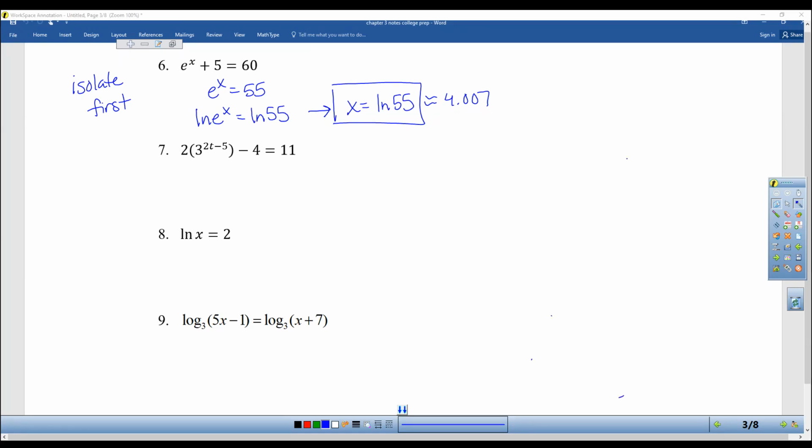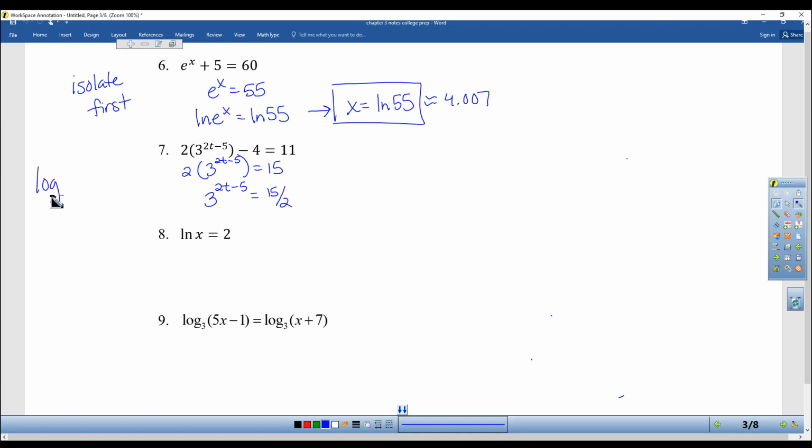On number 7, every once in a while a kid has trouble finding what it is we're trying to isolate. But it is this piece right here, this 3 to the 2t minus 5. That's my exponential part. So let's get that all by itself. I'm going to add 4. Make sure you keep your notation here. And then I'm going to divide by 2. And now I need to undo that exponent.